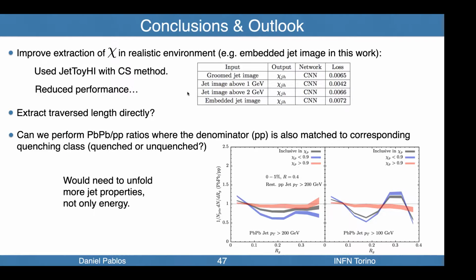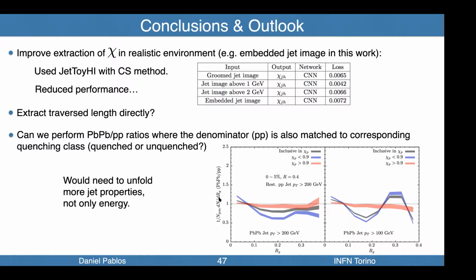And one should find ways to perhaps extract this degree of modification in ways that do not rely so directly on the soft particles, if that's possible in this model or in others. And can we extract the transverse length directly? And can we perform these ratios where also the denominator is matched to the corresponding quenching class?